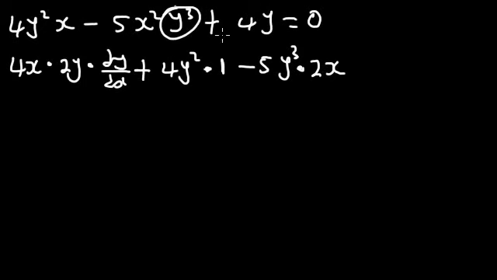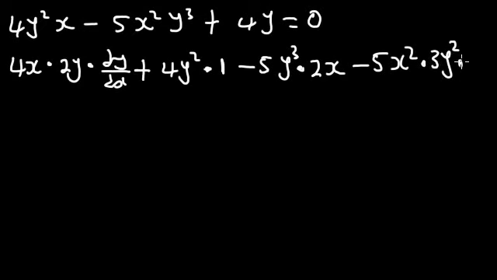Now on to y cubed. The constant is minus 5x squared. Then the derivative of y cubed gives us times 3y squared times dy/dx. So I brought the 3 to the front and I subtract 1. So 3 minus 1 gives us 2 and the 3 comes to the front.